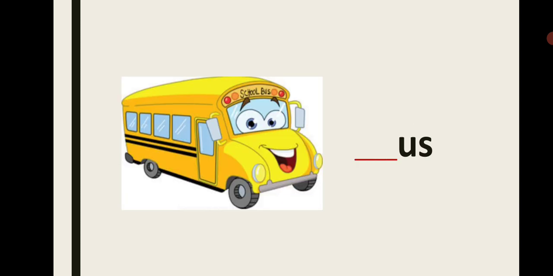Look at the picture. It's the picture of a bus. What's the spelling of bus? One letter is missing: dash us. Which one letter is missing? Tell me, hurry up. I will give you 5 seconds. Good. B letter is missing. The word is bus. What's the spelling of bus? B-U-S. Bus.